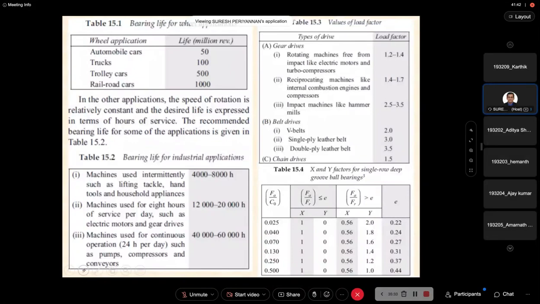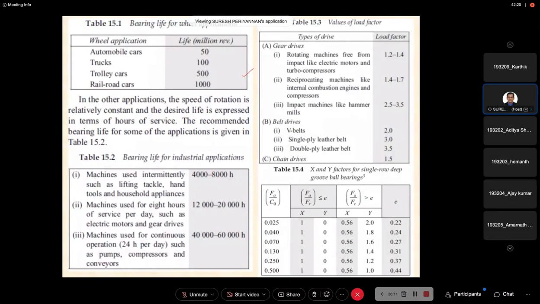In the selection of the bearing life, this is a manufacturer catalog. Now we have to find out the expected life of the bearing, when selecting or designing the bearing. Now, based on the practical application, we are discussing the selection of bearing life.